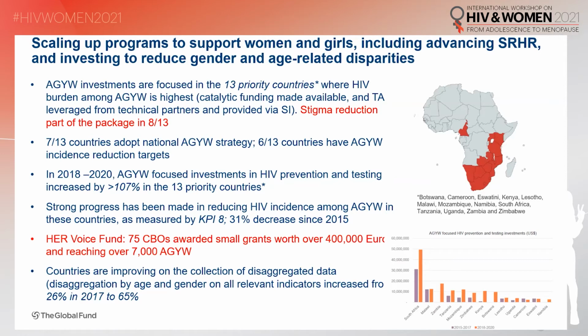This initiative is focused on adolescent girls and young women in 13 priority countries, where HIV burden amongst this group is the highest. And I'll just highlight a couple of points here. Firstly, stigma reduction is part of the package that we're providing in 8 out of the 13 countries. And secondly, Her Voice Fund, which has provided community-based organisations with small grants reaching over 7,000 adolescent girls and young women. And this is important, and I'm highlighting it because we consider the meaningful engagement of young women in all their diversity to be a prerequisite of effective women and girls-centred programmes. Her Voice also supported thousands of young women to take part in the recent Global Fund strategy development consultations.